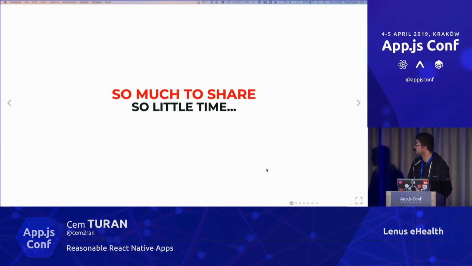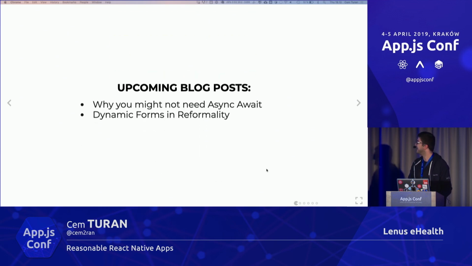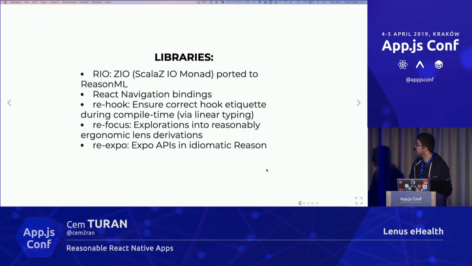Right. I have so much more to share, but very little time. So I've decided to also publish some of this as blog posts. These are still a work in progress, but I promise they will make their way there. And I'm also working on some different libraries. So Rio, which is a re-implementation of the Scala ZIO monad. This is the thing I talked about in the very beginning about writing pure code and having an interpreter which takes these commands and executes them safely.